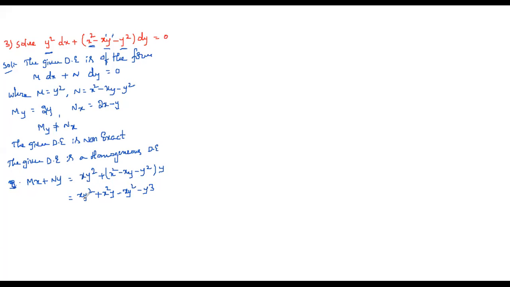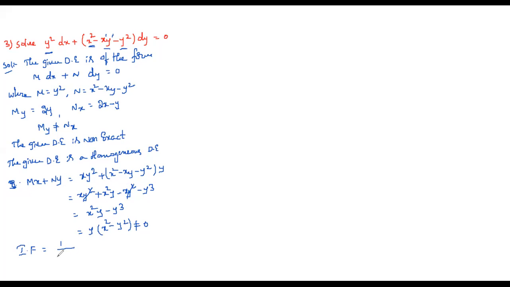Is there any cancellation of terms here? Plus xy square minus xy square both will cancel, and what about the remaining? x square y minus y cube. In these two, which one is the common one? y is the common one. If you take that as common, what do we get? y into (x square minus y square), which is not equal to 0. So this is Mx plus Ny not equal to 0.